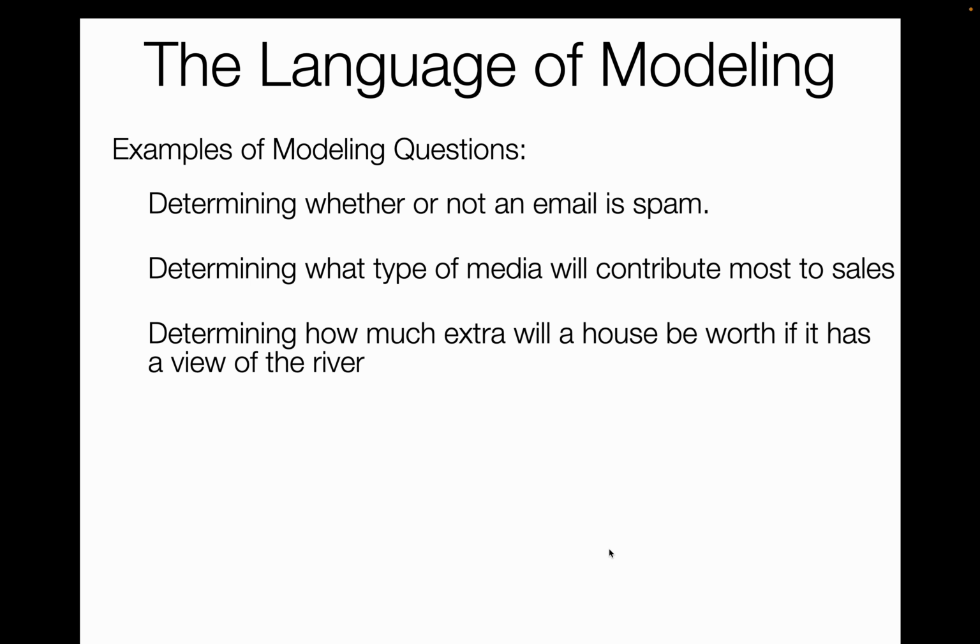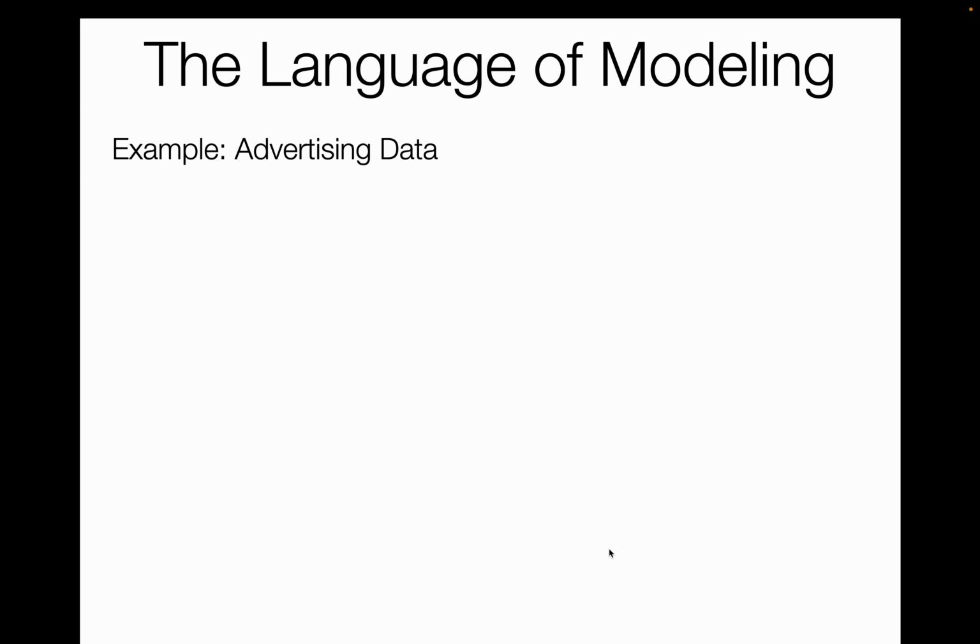Then we have one in the middle: determining how much extra a house will be worth if it has a view of a river. That's somewhere in the middle. I want to understand how the view of the river affects how much a house will be worth, but it's also important not just that it goes up or down, but by how much, and it's important that I get it right. So those are three different examples.